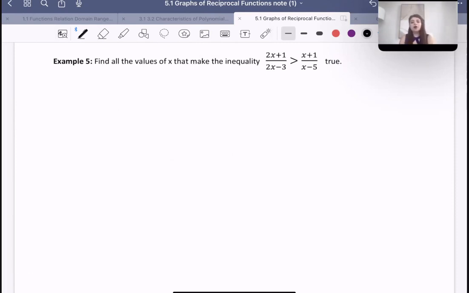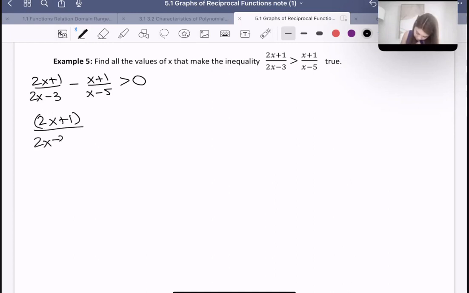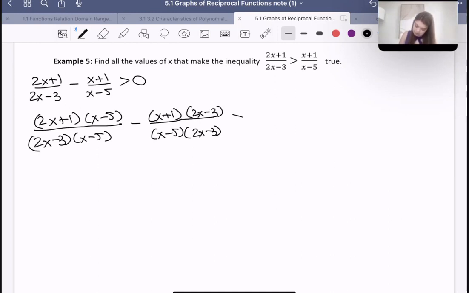Okay, now let's move on to example 5. Example 5 says, find all the values of x that make this inequality true. To do this, first I'm going to get everything onto one side. So we want (2x plus 1) over (2x minus 3), minus (x plus 1) over (x minus 5), to be greater than 0. First we've got to make the denominators the same. So we have (2x plus 1)(x minus 5), minus (x plus 1)(2x minus 3), over (2x minus 3)(x minus 5), greater than 0.